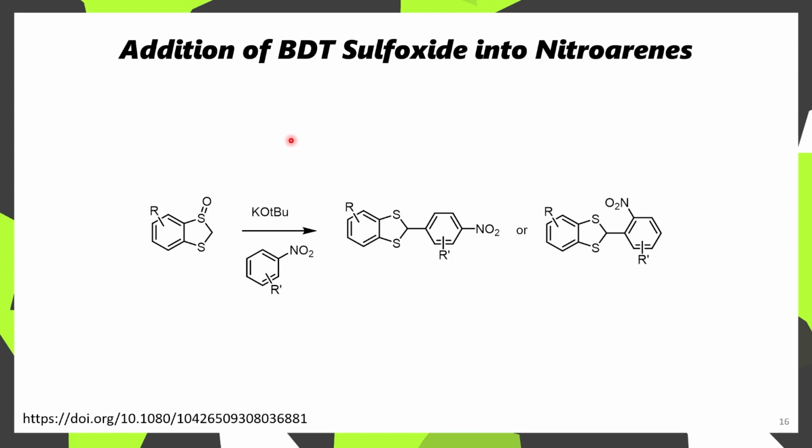Now, another cool thing that you can do is you can take this sulfoxide and treat it with potassium tert-butoxide, and if you have a nitroarene, it will either add to the 4 position or to the 2 position. If you have the 2 and the 4 position both unsubstituted, you'll get a mixture of products, but you end up eliminating water as a byproduct. So overall, this is an interesting way to arylate dithioles without having to use a Grignard reagent, just using the electronics of the nitro group to enable new modes of reactivity.